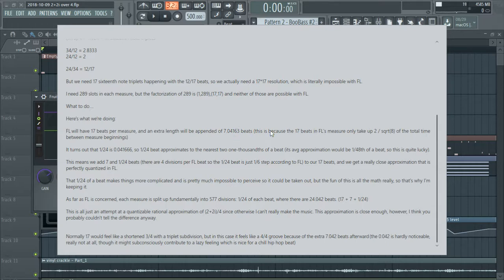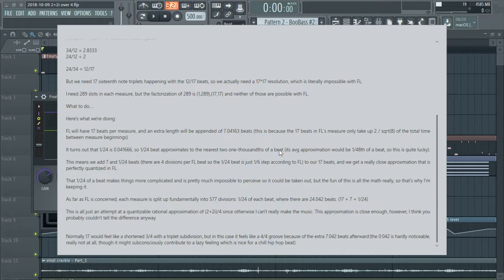So anyway, this is because the 17 beats in FL's measure only take up 2 over the square root of 8 of the total time between measures beginning. So that's what I mentioned earlier. So it turns out that 1/24th is that. So 1/24th of a beat approximates to the nearest 2/1000ths of a beat.